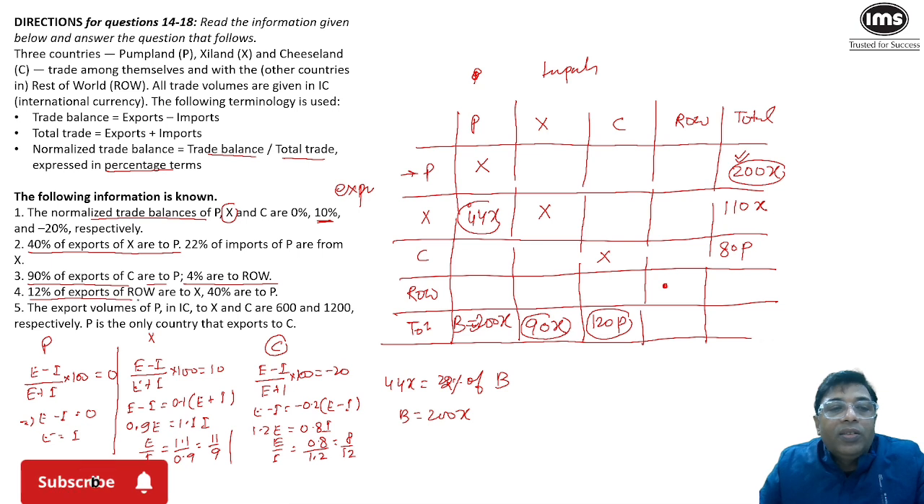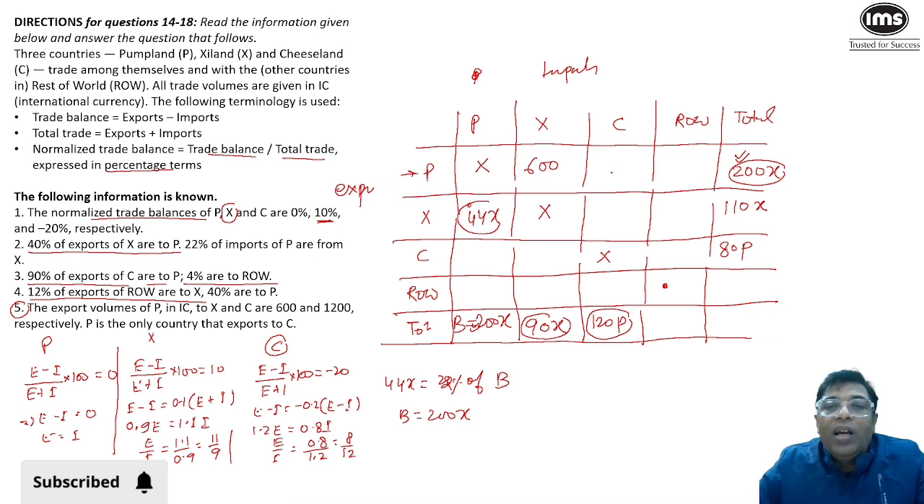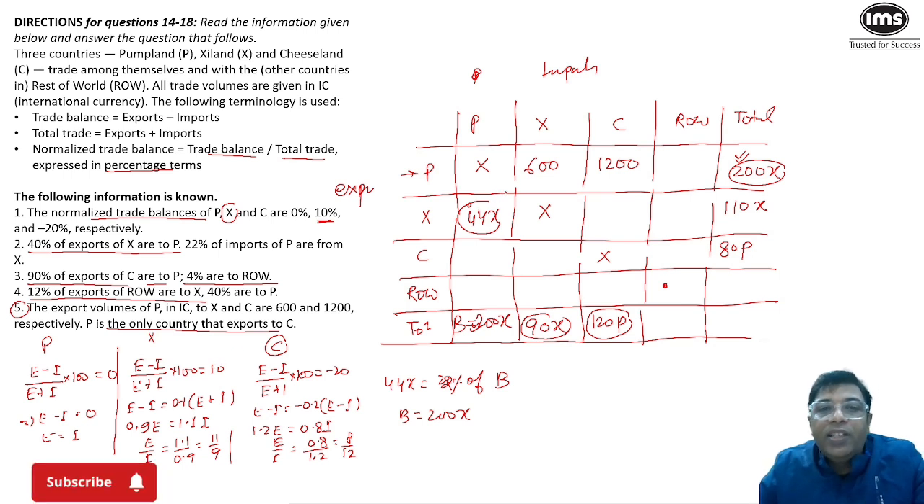Further, this is data. So I'll be more interested in point number 5, because here some values are given to you. So the export volume of P in international currency to X and C are 600. So I can write this value. This value is 600 and this is going to be 1200. And P is the only country that exports to C. Now that's a very interesting point. P is the only country that exports to C essentially means C doesn't import from other countries. So these values will become 0.